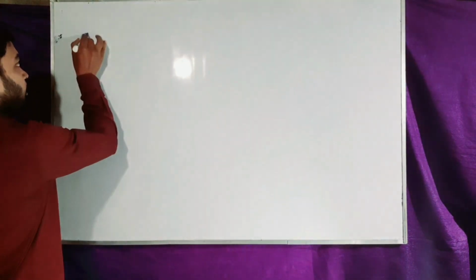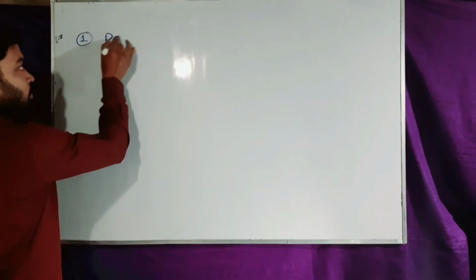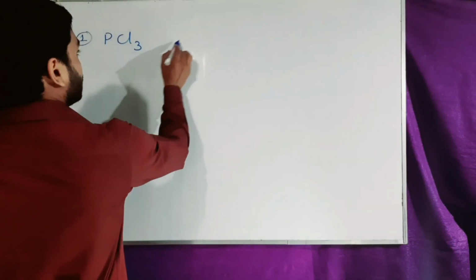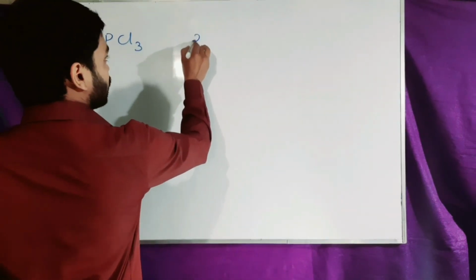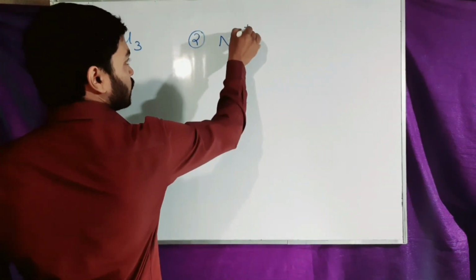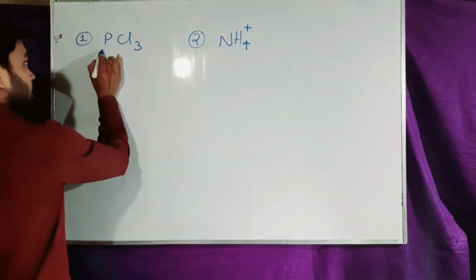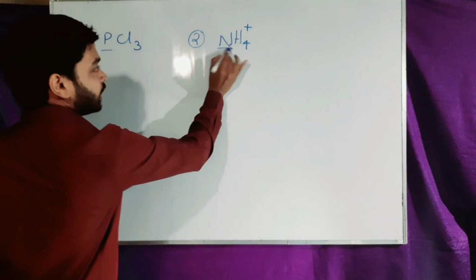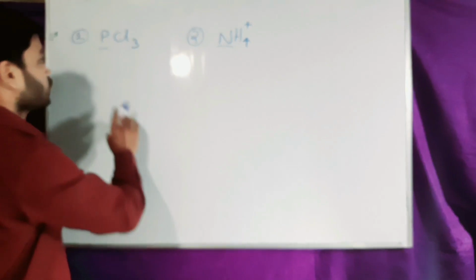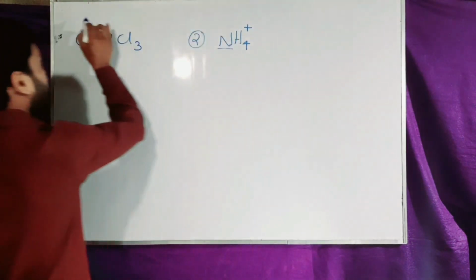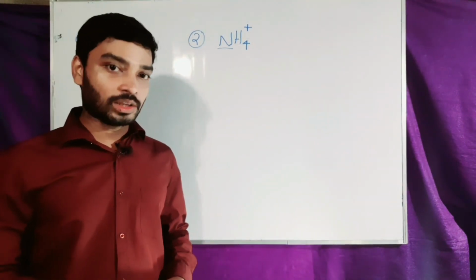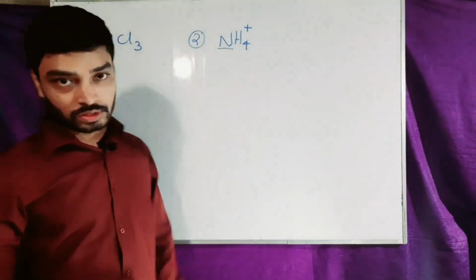So first I am writing two questions for you. One question is PCl3 and the other question is NH4 plus, in which I am underlining the atoms whose oxidation number is to be calculated. You should write here: calculate the oxidation number of the underlined atoms.